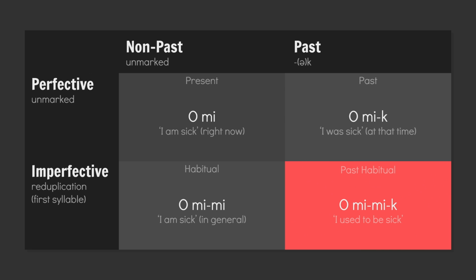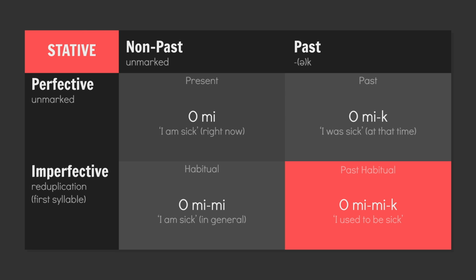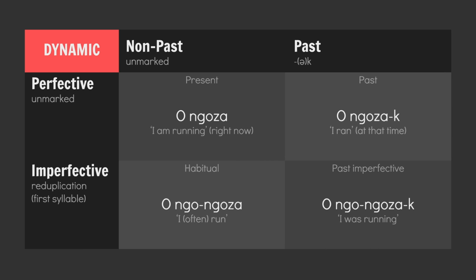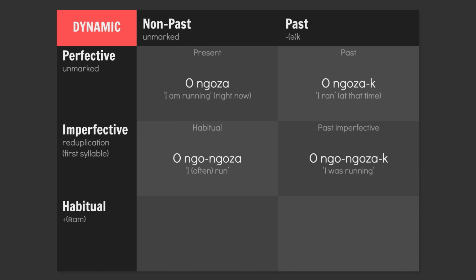The past imperfective now also serves as a past habitual. For a stative verb like me, this works just fine, since there's very little difference between I was often sick and I used to be sick. But for a dynamic verb like ngoza, to run, this distinction is much more important. Perhaps for dynamic verbs, the past imperfective retains its core meaning of an ongoing event in the past, and a new suffix, ram, evolves to distinguish the habitual aspect, which combines with the past tense marker to form ramuk.